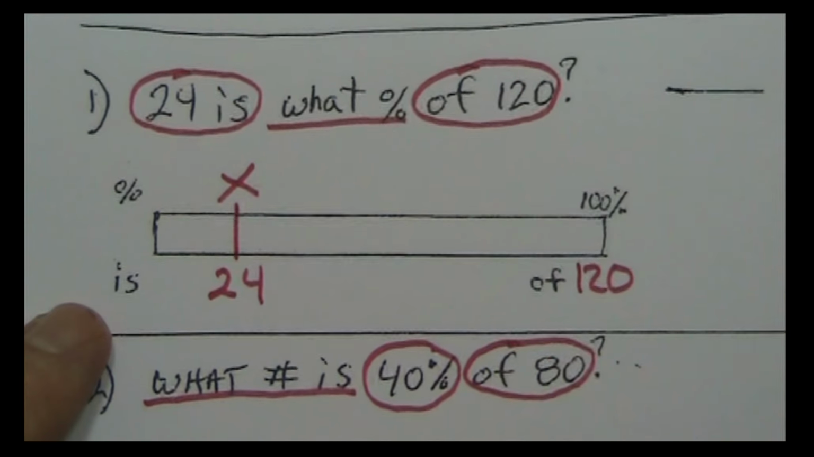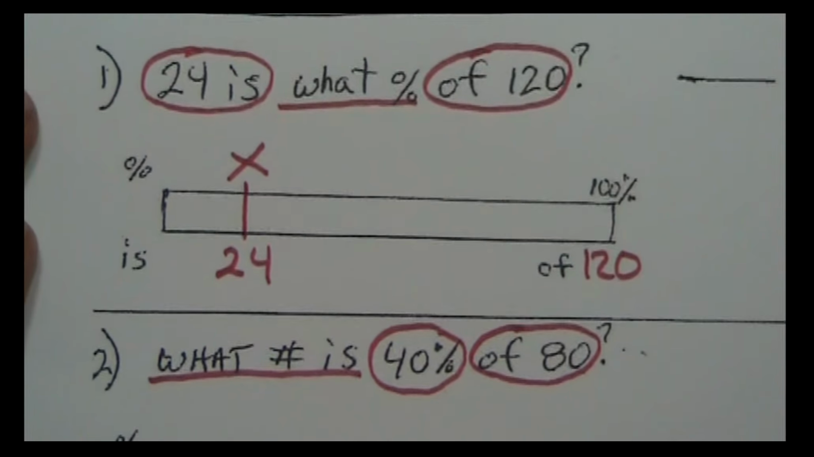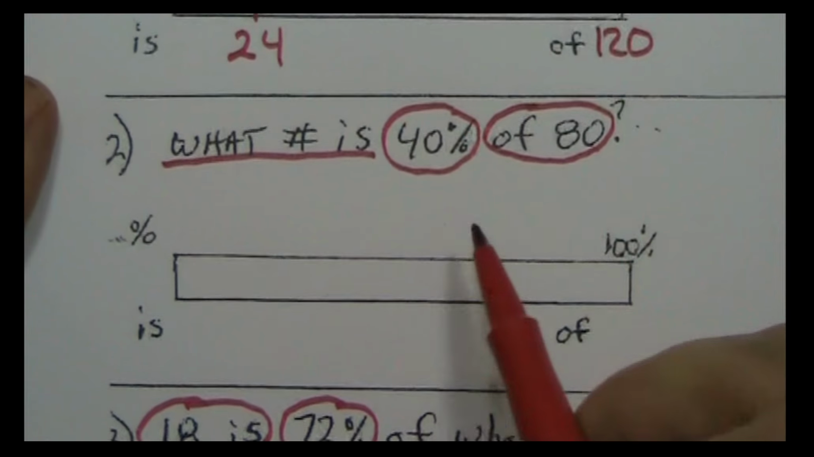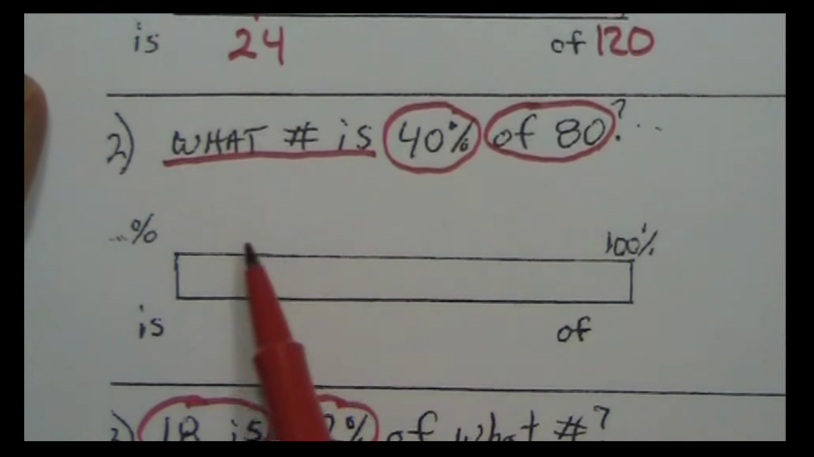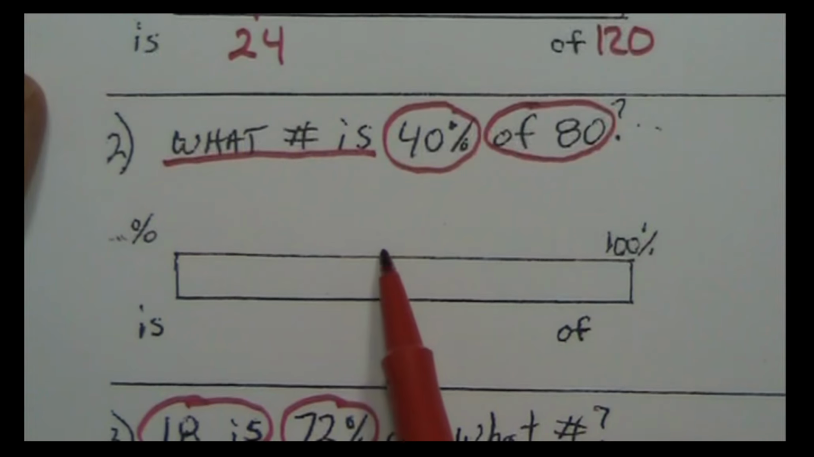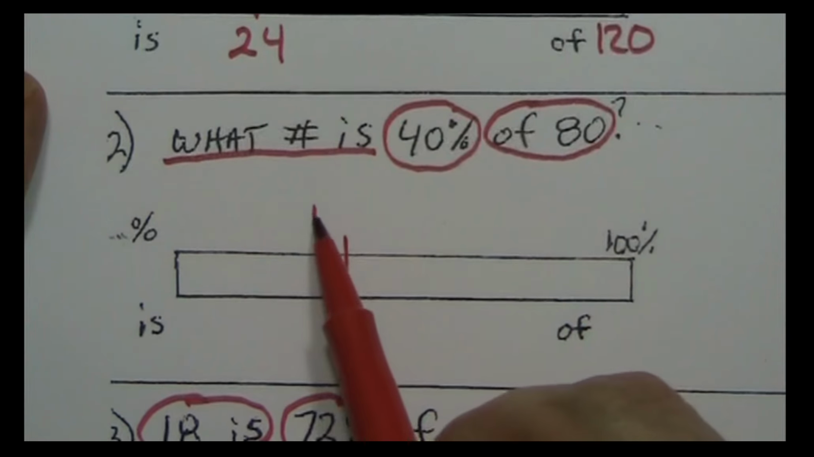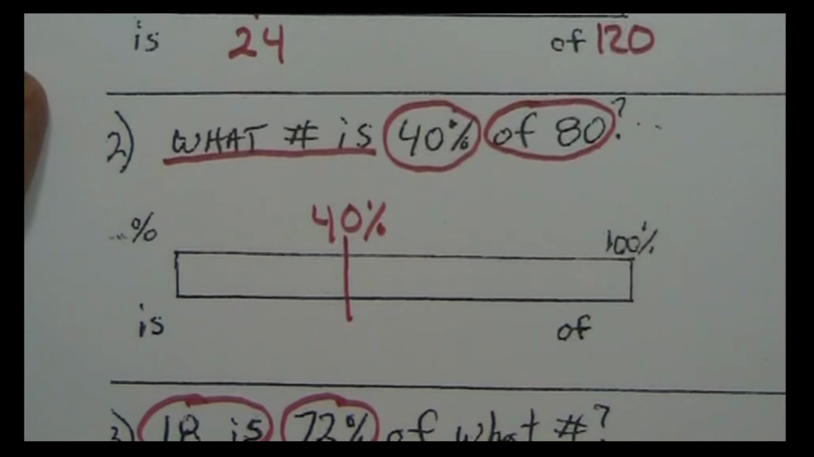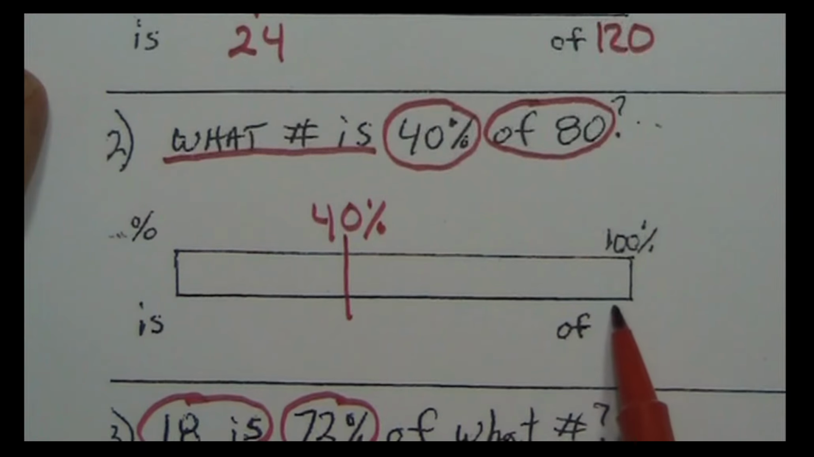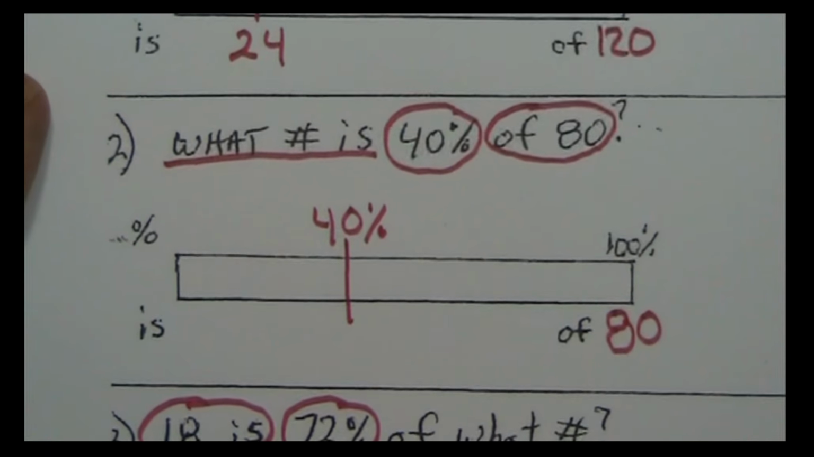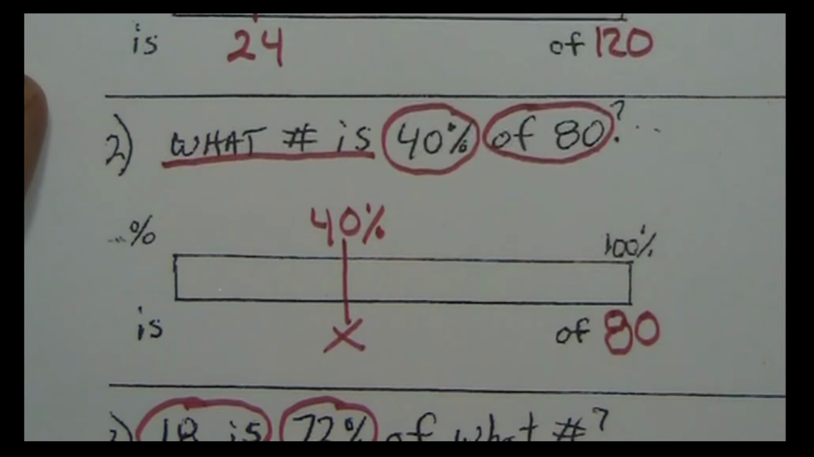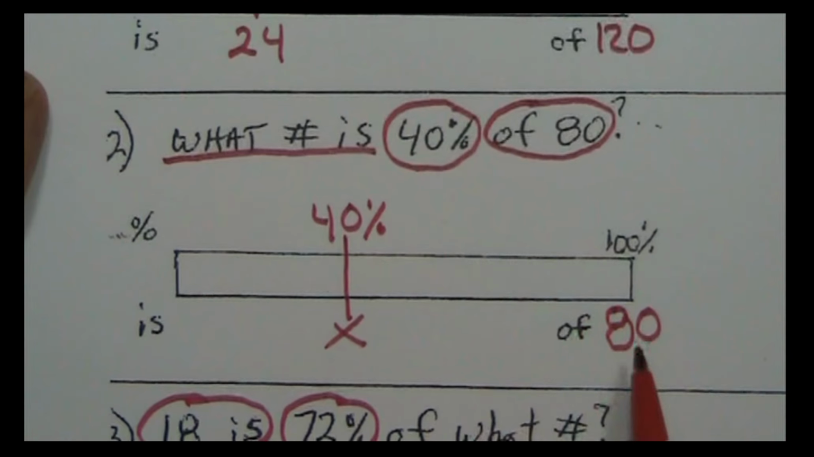All right, so we set this up. Let's go to our next problem and make this model. Percent goes up on top, 40%. 40% out of 100 is right about there. 40% of 80. The whole thing is 80. What we're missing is the is number. We want to know what is 40% of 80.